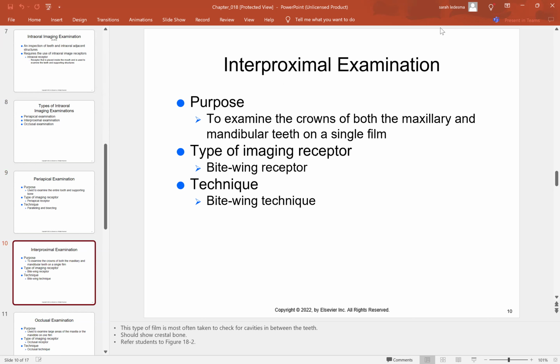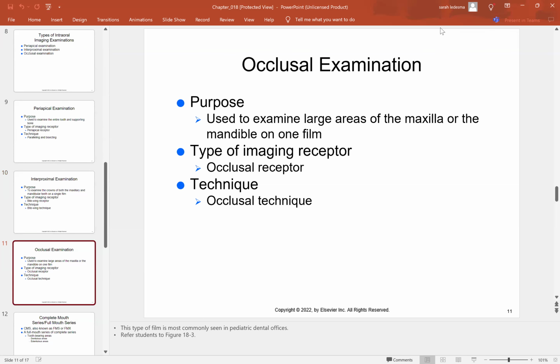The purpose of an interproximal examination is to examine the crowns of both the maxillary and mandibular teeth on a single film. We will use the bite wing receptor and the bite wing technique. For the occlusal examination, our purpose is to examine large areas of the maxilla or the mandible on one film. We will use the occlusal receptor and the occlusal technique.